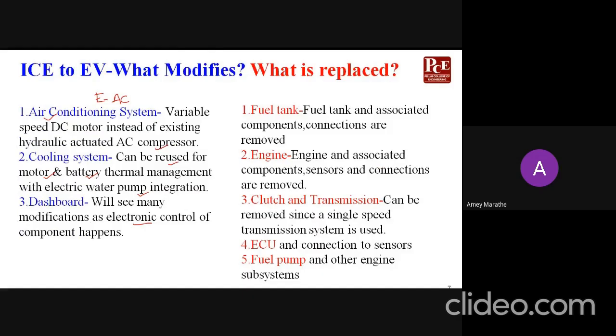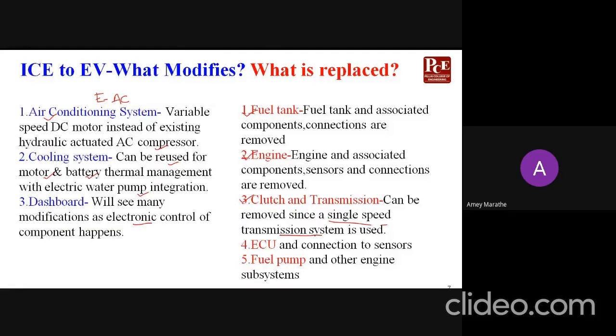Now what is replaced? The fuel tank, we no longer require a fuel tank, because we are not running on fuel. The engine and the associated components like sensors and the connections will be removed. The clutch and transmission can be removed, since in EVs we basically go for a single speed transmission system. We no longer require it.